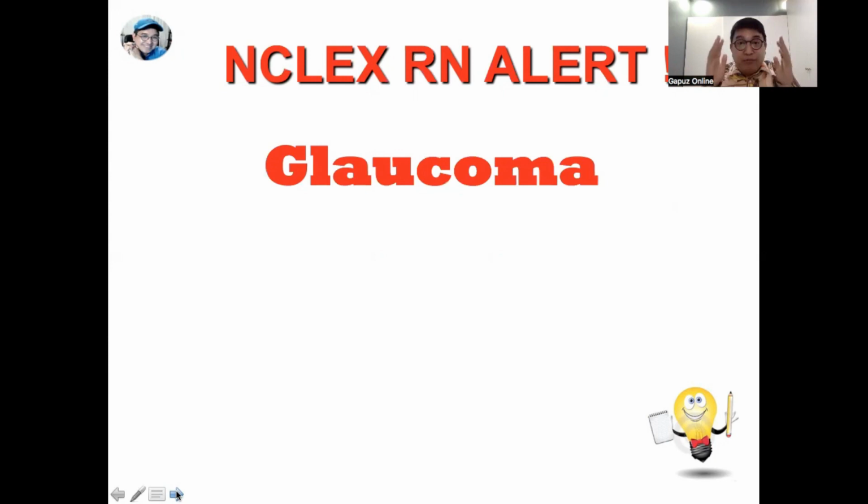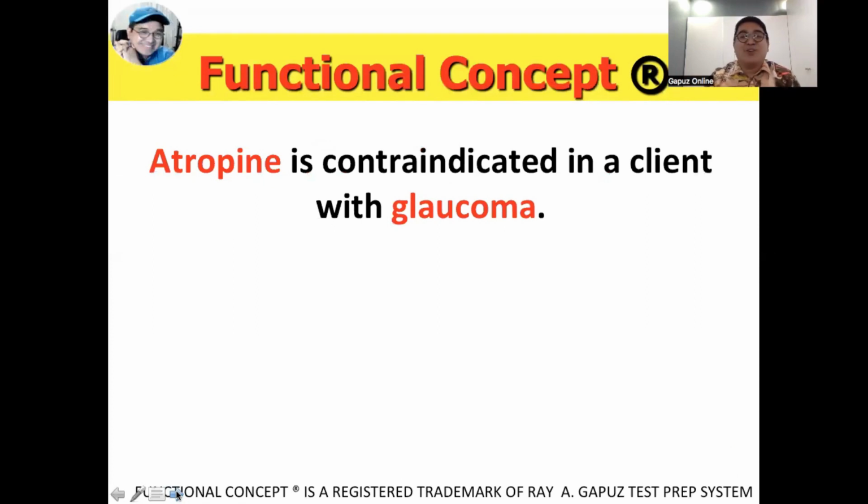Okay, so if atropine sulfate is prescribed for a patient with glaucoma, you need to question the physician's order or clarify the physician's order. And if the patient will undergo eye examination and atropine ophthalmic eye drops are ordered by the physician, make sure that you check that the patient is not suffering from glaucoma because atropine will further increase the intraocular pressure as it causes pupillary dilatation. Okay? Remember, atropine is contraindicated in a client with glaucoma.